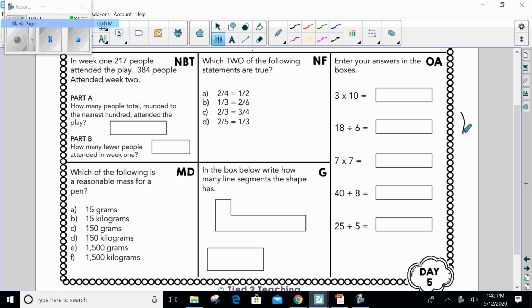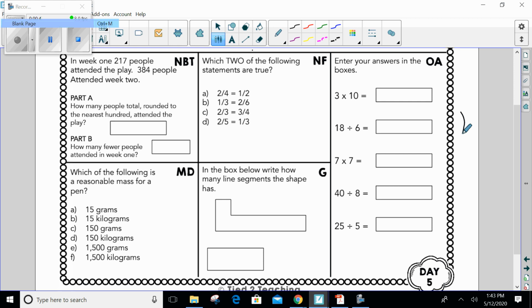Okay, here we go. In week 1, 217 people attended the play. 384 people attended week 2. Part A. How many people total, rounded to the nearest 100, attended the play? Okay, we're not going to worry about part B yet. We're just doing part A. So how many people total?